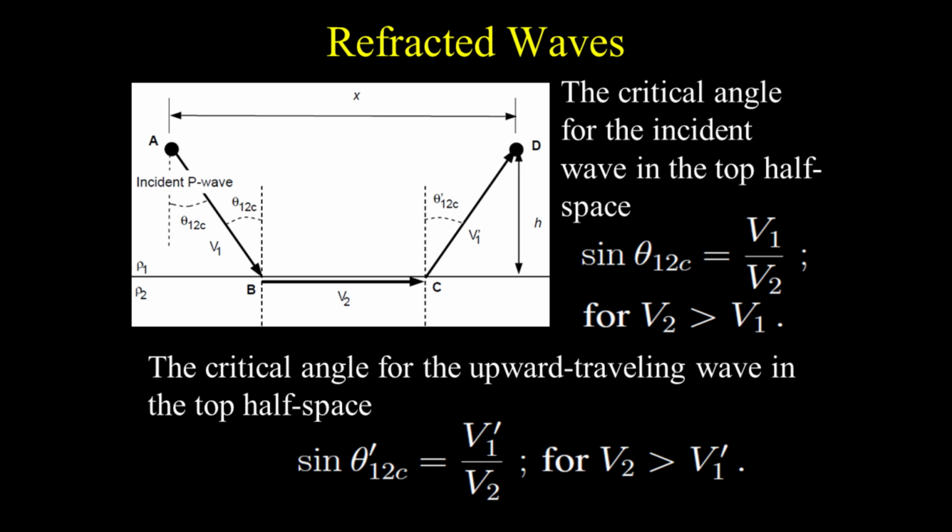Consider the general case. We have to describe the three parts of the ray path from the source to the receiver, that is, from A to C. We are going from A to B. V1 represents the velocity of either an incident P wave or S wave. That is, V1 equals P wave velocity of the top half space for an incident P wave. V1 equals S wave velocity of the top half space for an incident S wave.